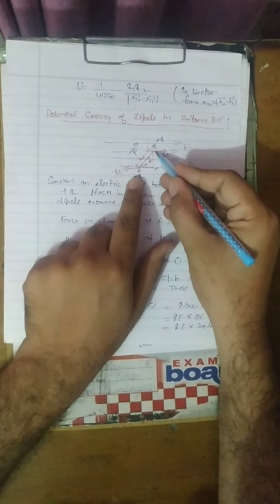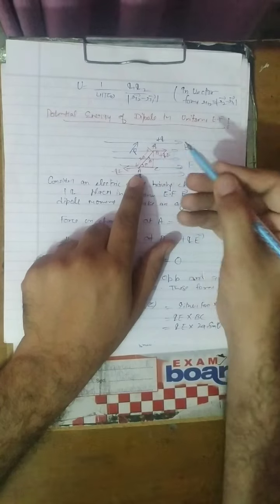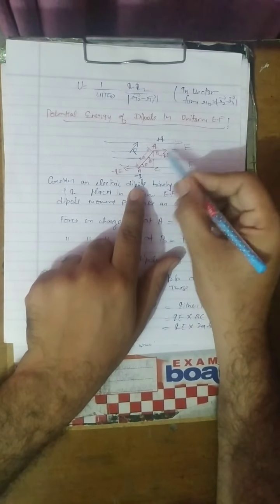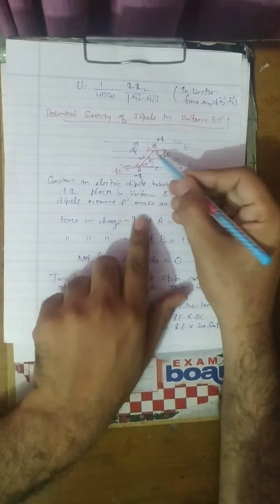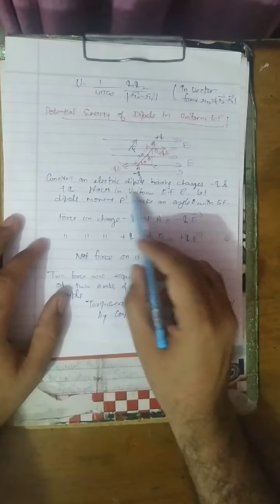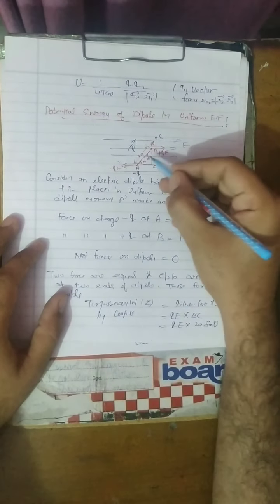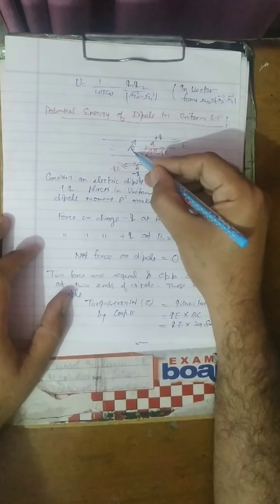Let A and B have the same amount of charge, equal in magnitude but opposite in nature: minus q at A and plus q at B, at a distance 2a, placed in the uniform electric field. The dipole moment is always, we know, from the minus q charge to the plus q charge. Here that is represented by the dipole moment p.